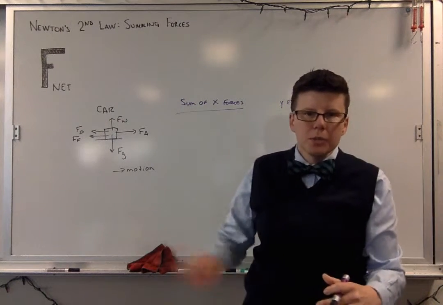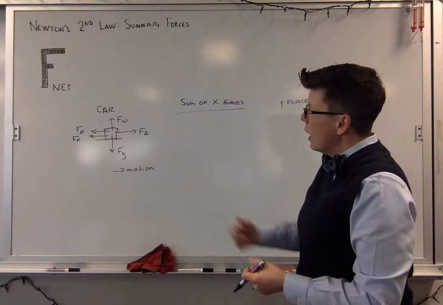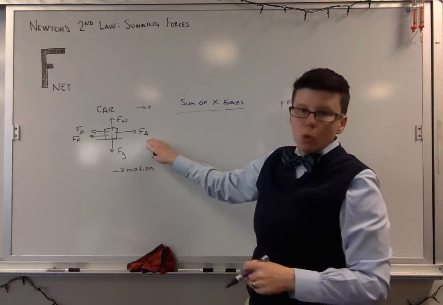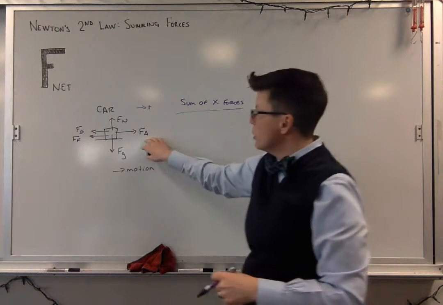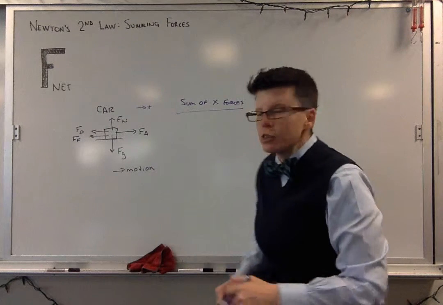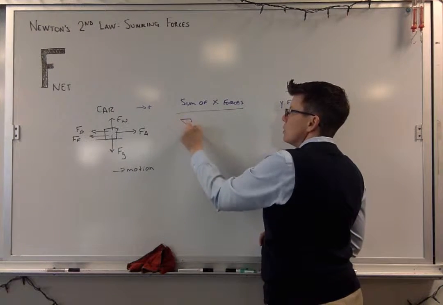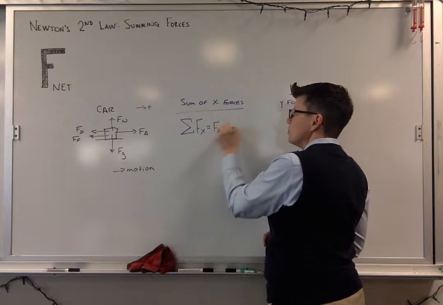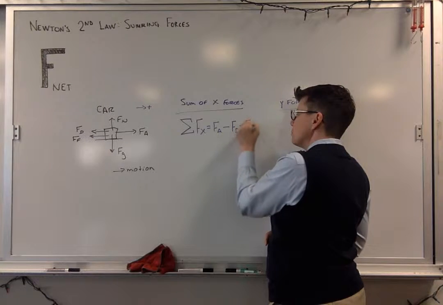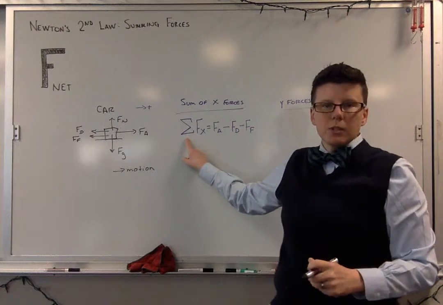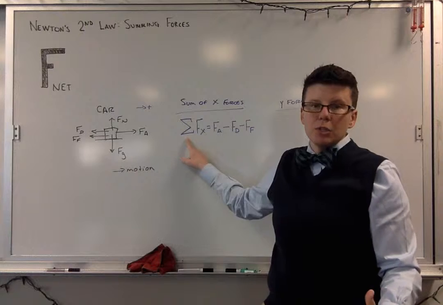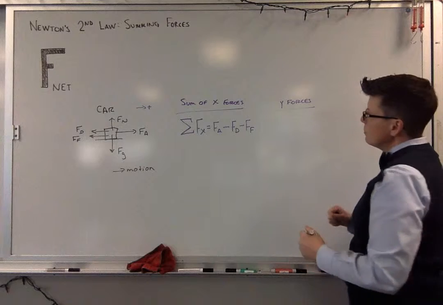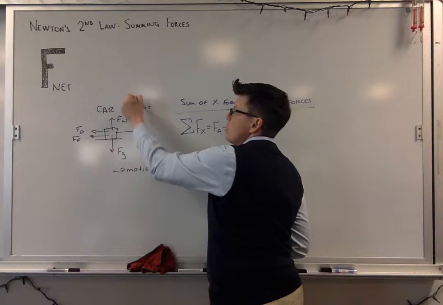So I'm going to create two columns here, the sum of all the horizontal forces. I'll treat this way as positive x. So I'll say that the total forces in the x direction are the applied force minus the drag force minus the friction force. Here I'm using the sigma, Greek letter sigma. It stands for sum. Now let's do the vertical direction. Again, declaring that this way is going to be positive.